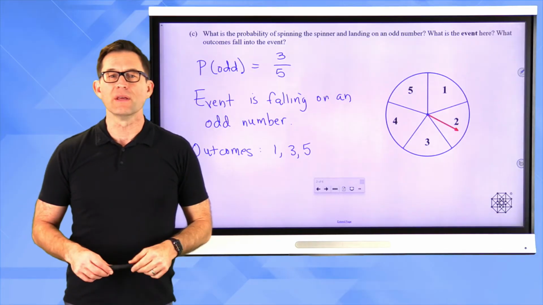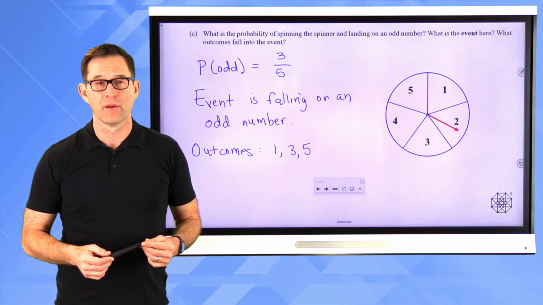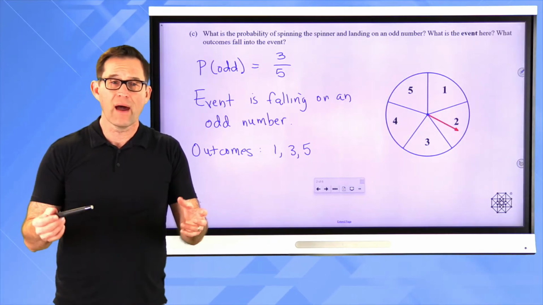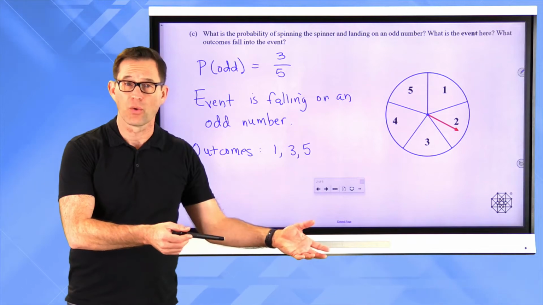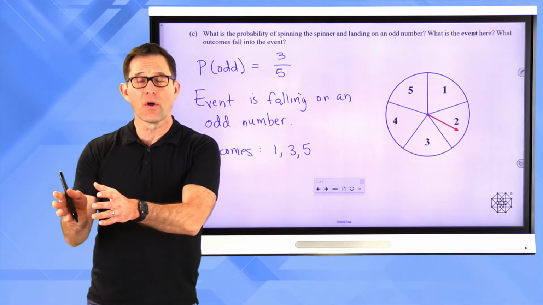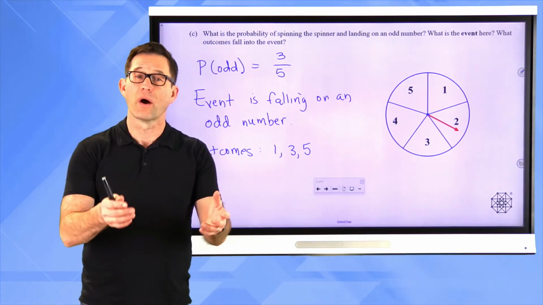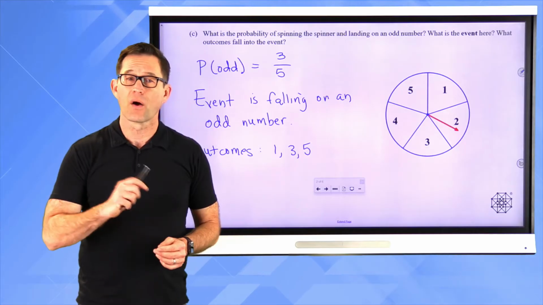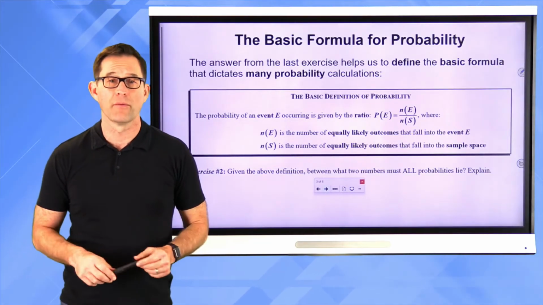That piece of terminology, equally likely outcomes, is going to be a very, very important one throughout probability because it's going to allow us to say, well, we have this many equally likely outcomes in total. That's what's called the sample space. And these are all the equally likely outcomes that fall into the event that we're trying to quantify the chance of. All right, let's keep going and let's define a basic formula for probability.